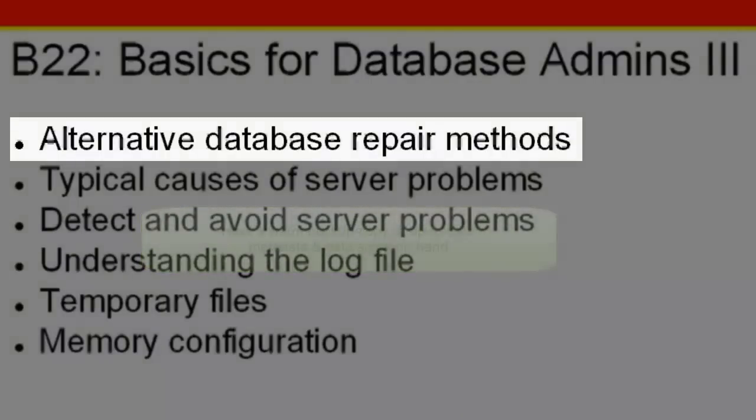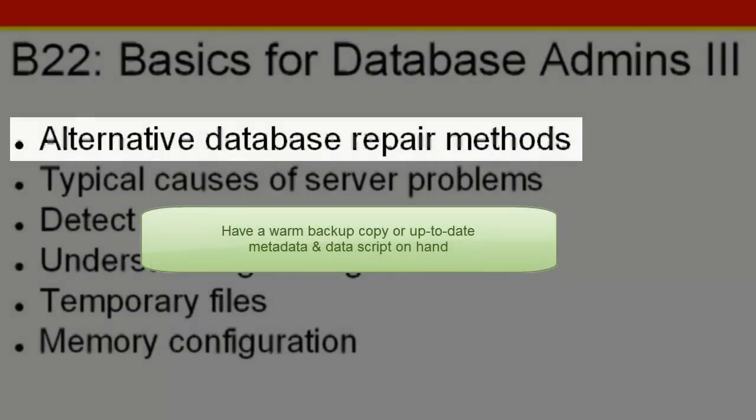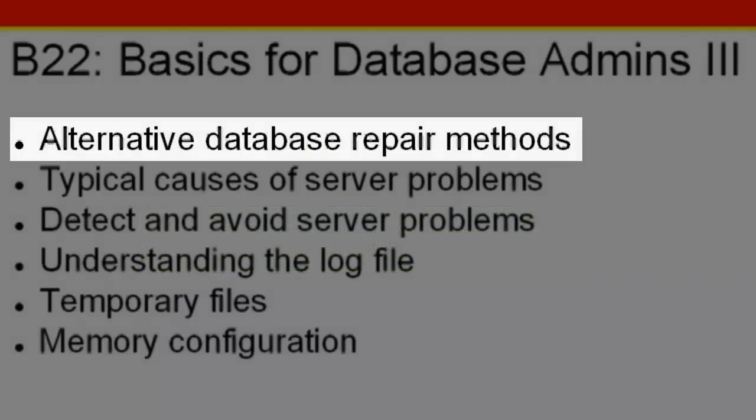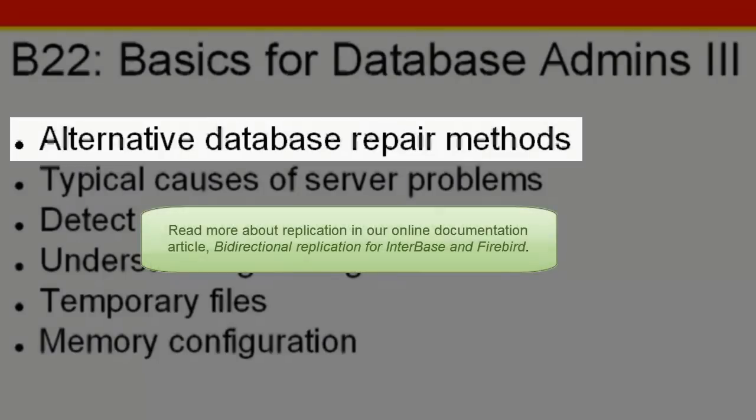It makes sense to always have a warm backup copy of the database as a read-only. Most companies can function with a read-only database for at least a few hours without critically failing the business, giving you time to put your contingency plan into action. Always rely on two databases, the live and the replicated, with the knowledge that you can switch in an emergency with minimal loss of data. More information about replication can be found in our online documentation article, Bi-Directional Replication for InterBase and Firebird.